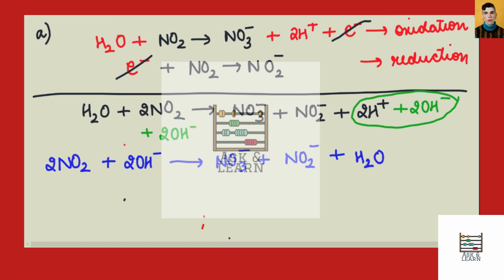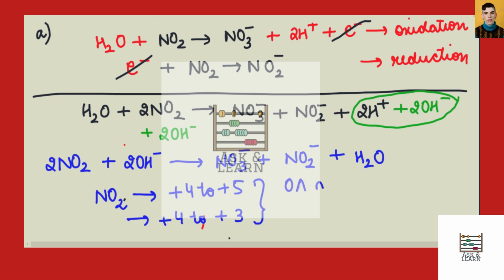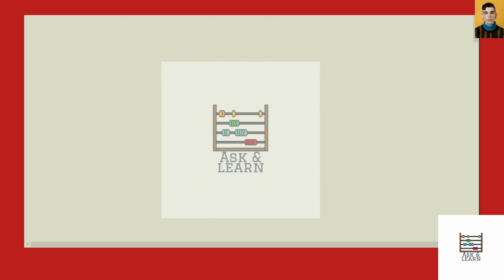Now since NO2 is going from plus 4 to plus 5 oxidation state in one reaction, and plus 4 to plus 3 oxidation state in the other reaction, it means NO2 is the oxidizing agent as well as the reducing agent. Okay, so this is part A, and now we move to part B.